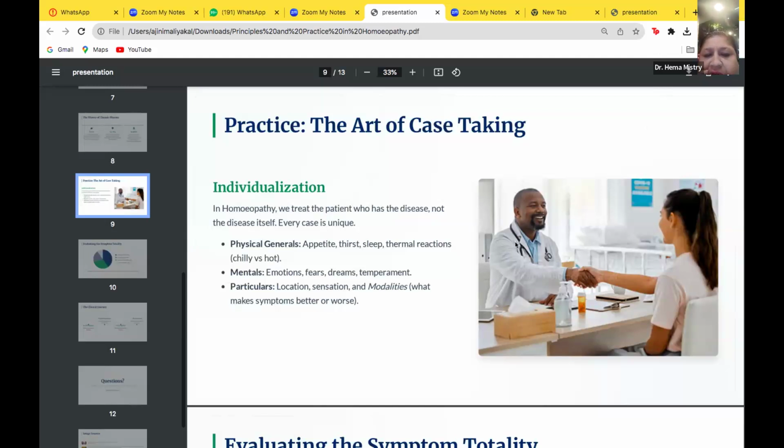So we said in homeopathy we treat the patient who has the disease, not the disease itself. Every case is very unique. We also take up the physical generals like appetite, thirst, sleep, thermal reactions of that particular individual, how he's reacting to cold, hot, or any particular climate, weather, or internally how he's reacting to anything which is cold and hot, his mental emotions, fears, dreams, temperament, any anxiety, any incidences that have left a mark on his mind, an impact that has deep inside rooted within him, any particular organs that are affected.